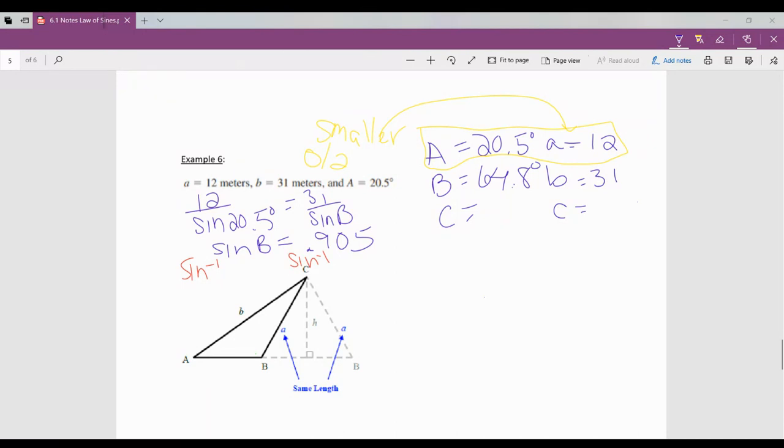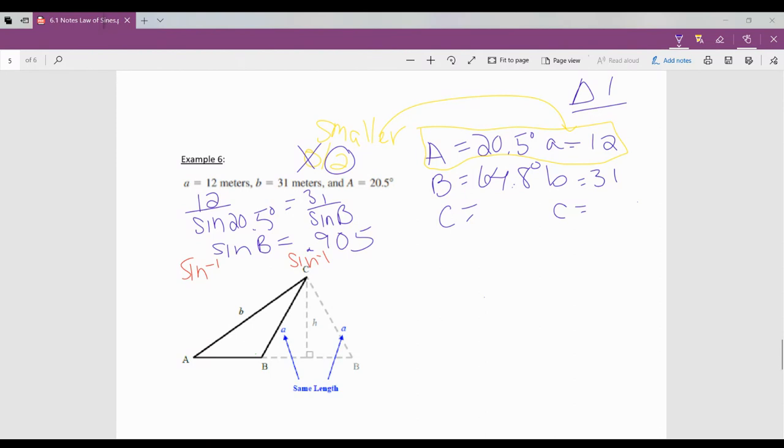Okay, so we got 64.8. So now I can find what C is. Oh, and if I get something that works, that means there's a triangle because I can now find what my third angle is and find what my third side is. So that means it's not 0, it's 2. All right, so I'm finding one of the two triangles right now. So this is going to be triangle 1. We're going to have to find a second triangle momentarily. So let me first go through triangle 1 and then I'll show you how we find triangle 2.